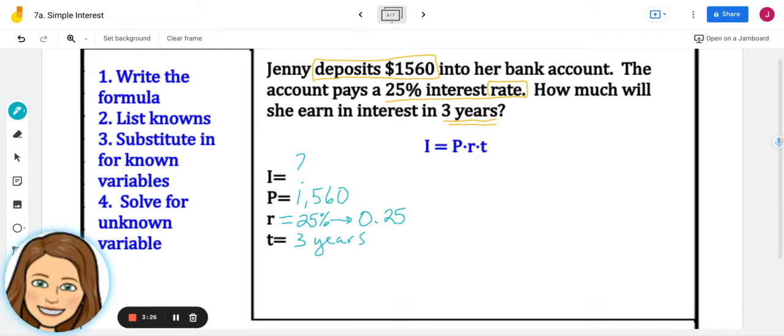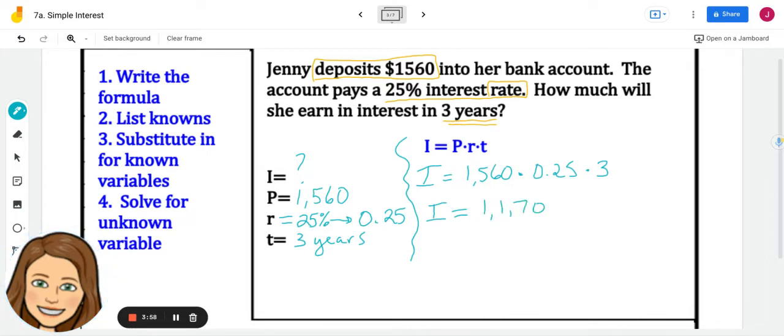All right, we're going to substitute in. So we don't know I, so that stays I. P is 1,560 times 25/100ths times 3. Grab your calculator, type it out, watch your decimals, and hopefully you get 1,170. So then you would write a sentence.